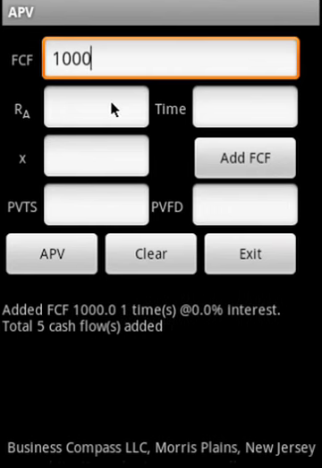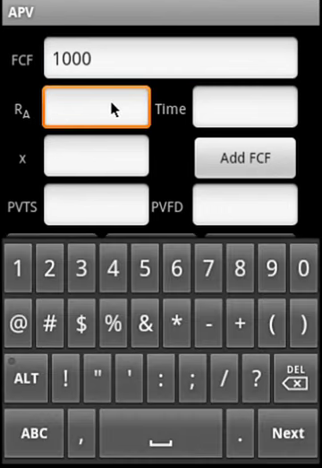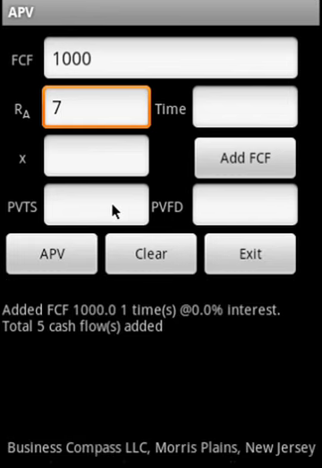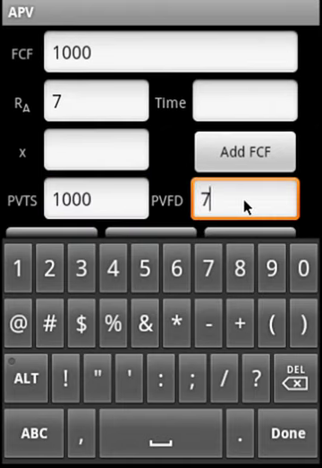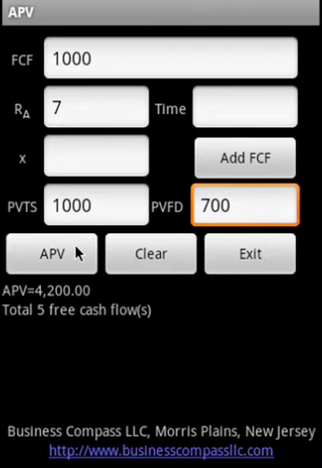Then what we can do is specify the asset cost RA and say PVTS, present value of tax shield, say 1000, present value of financial distress is 700, and now let's calculate APV, and this is what becomes the APV.